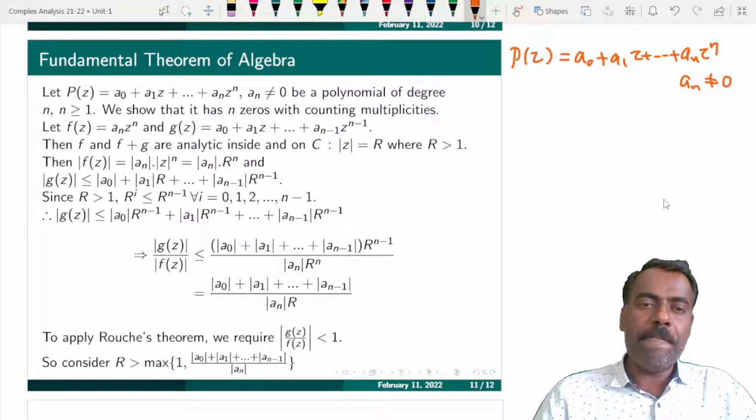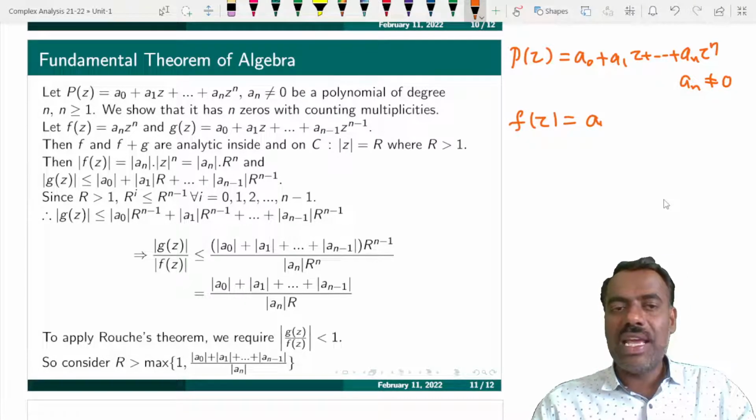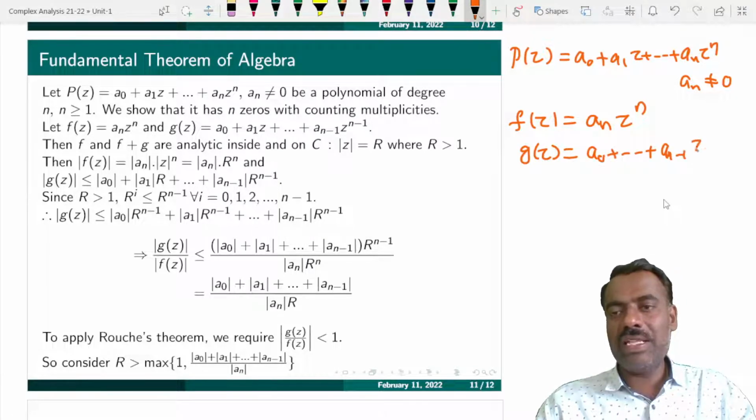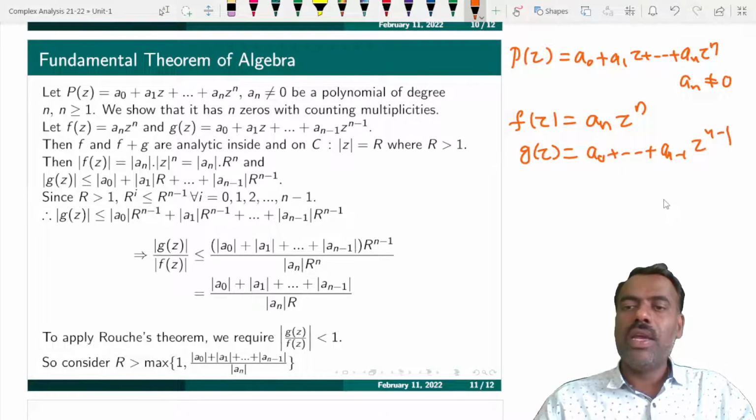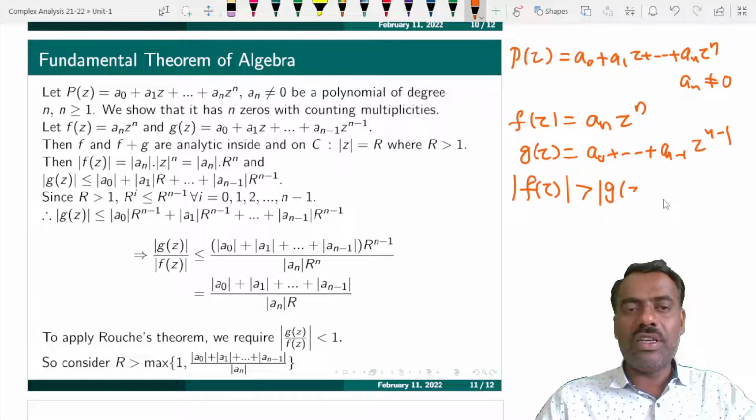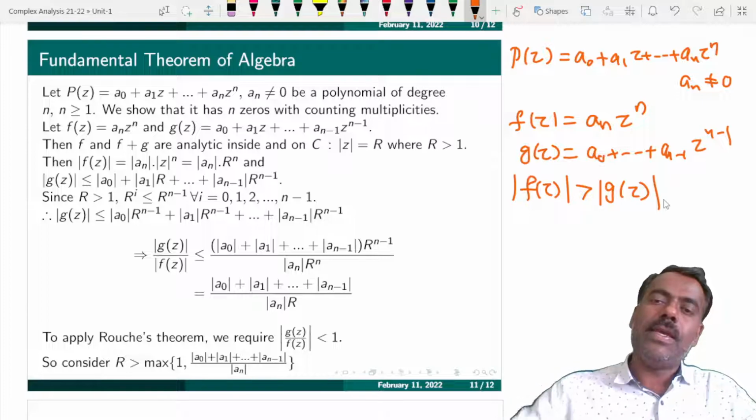So what should be our guess? Take F of z as an times z power n, and G of z as the remaining terms, that is, a naught up to an minus 1 times z power n minus 1. Then we want to show that mod F of z is greater than mod G of z on some C.